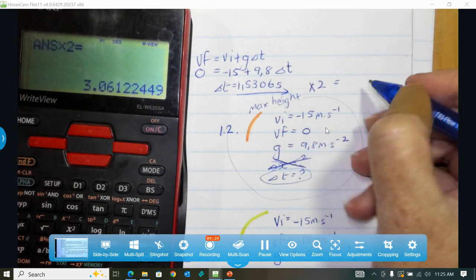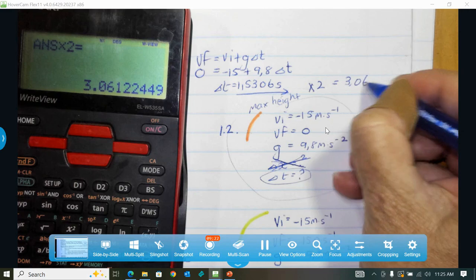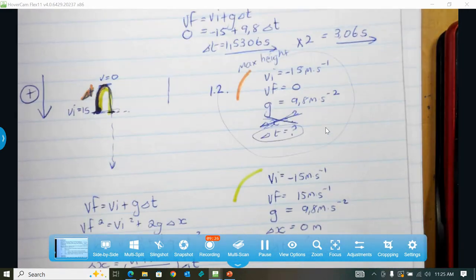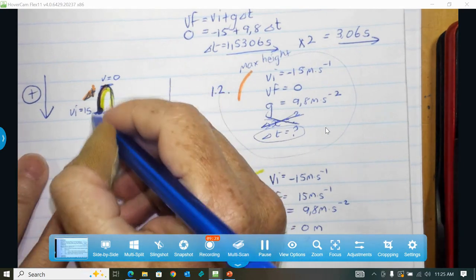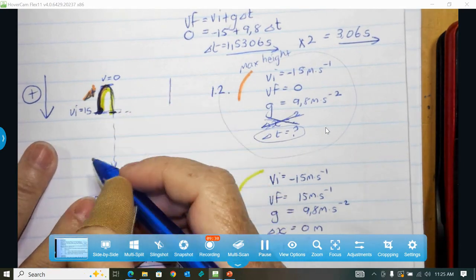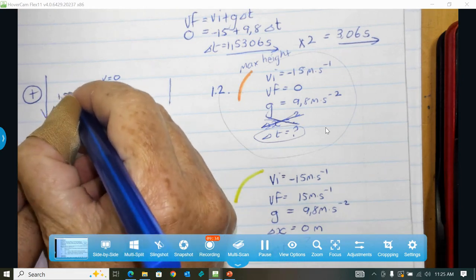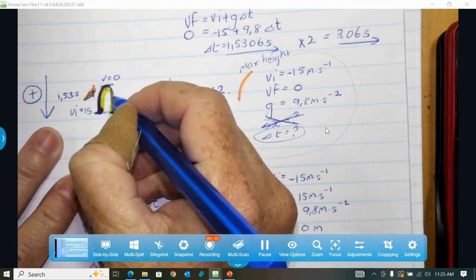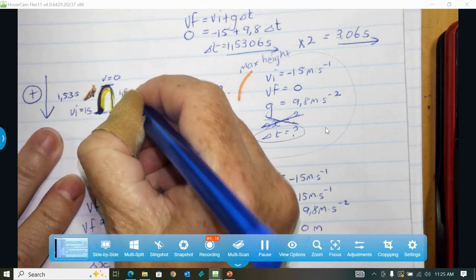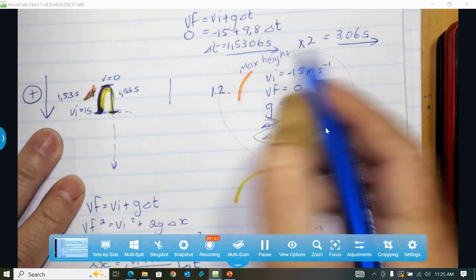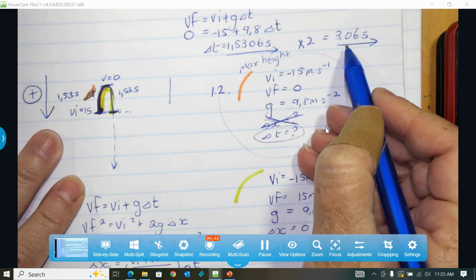And I get 3,06 seconds. So I always like to, on my picture, go and put in things here that I can use later if they ask me to draw a graph. So I know it takes 1,53 seconds to go up. It'll take another 1,53 seconds to come down to that point, which overall gives me the 3,06 seconds.